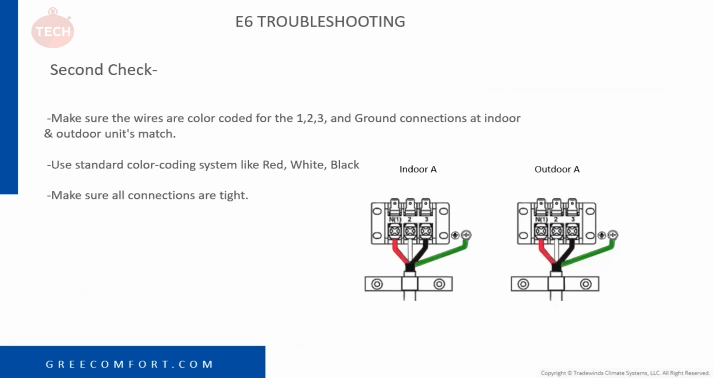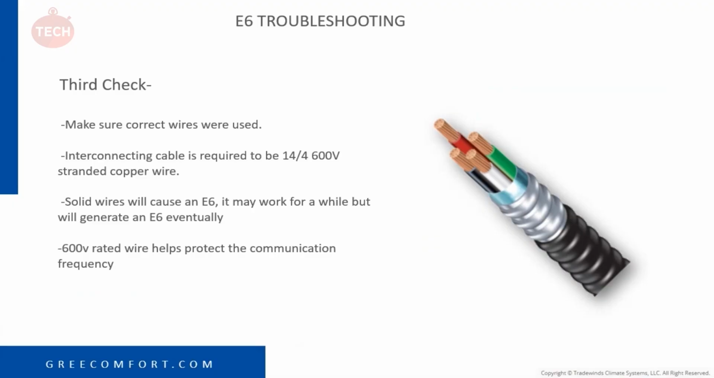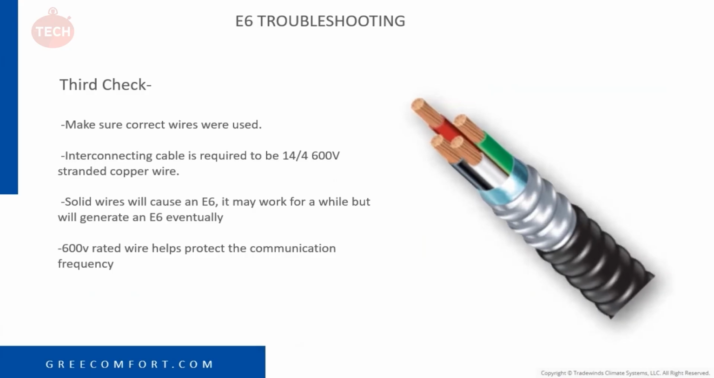Third check, we color-coded it properly. Also make sure we use the correct wire. Again, 14-4 stranded 600 volt rated wire is what we want to use. Solid wires will cause an E6. It may work for a while, but it will generate an E6 eventually. So I tell contractors they can work for 6 days, 6 months, 6 years, but eventually you'll get that code, an E6, if you use solid wire. And then also you want to use 600 volt rated wire, because that does help protect the communication frequency.